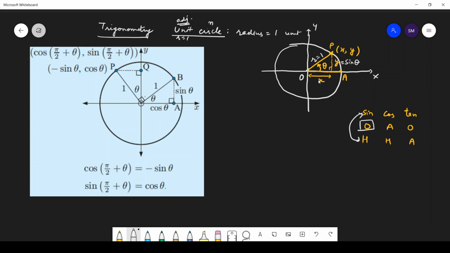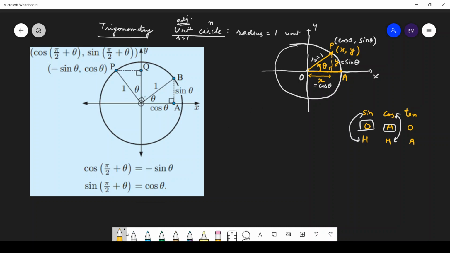Now what about this x? This x is adjacent to angle theta. So what will the adjacent side be? The adjacent side is equal to hypotenuse times cos theta. And hypotenuse is 1, so the adjacent side is equal to cos theta. So this x equals cos theta. So I can write these coordinates of the unit circle in terms of theta, that is x equals cos theta and y equals sin theta. So this is quadrant 1.